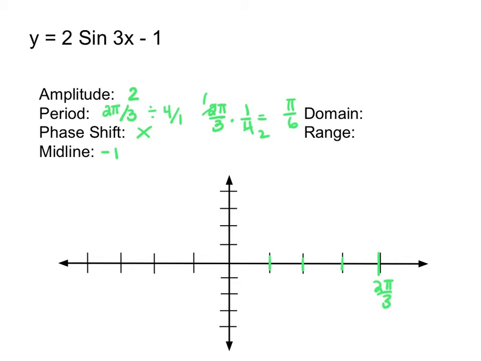Now, when you're creating your scale down here, each tick mark represents pi over 6. So I'm just going to count by pi over 6. I have 1 pi over 6. I have 2 pi over 6. That's the same as pi over 3. That would be better. And then I have 3 pi over 6, which is the same as pi over 2, which would be better. So there is my scale.